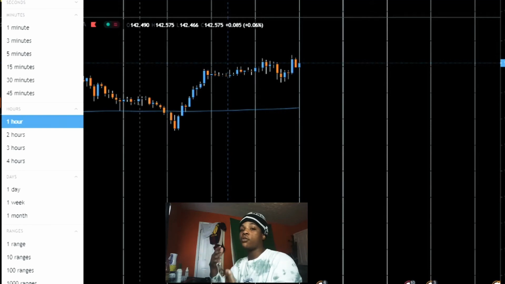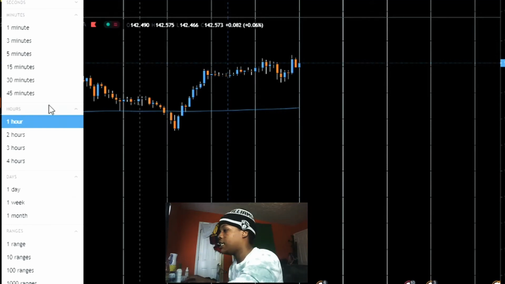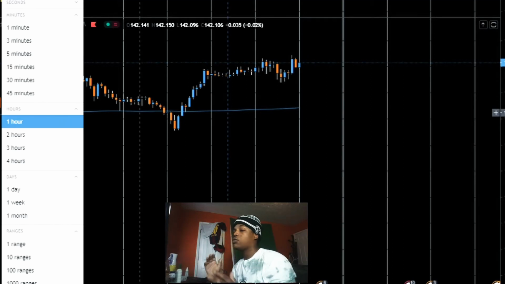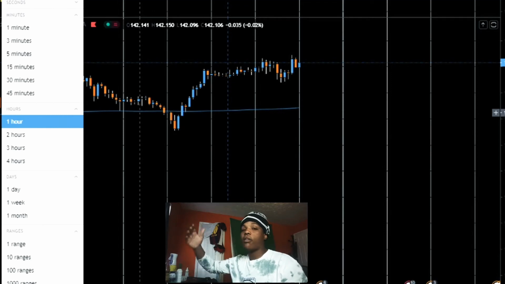Those are just for the people who don't really understand the time frames. Each candle represents a certain amount of time. So price action is basically just determined by time. The more time passes by, the more price action we get. That's how the cycle works. That's the cycle in trading Forex.